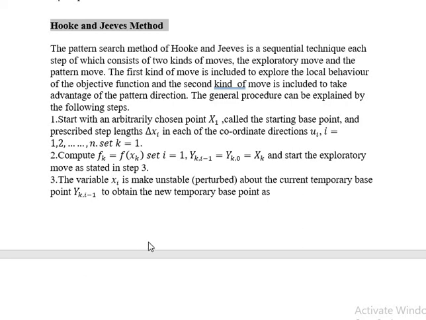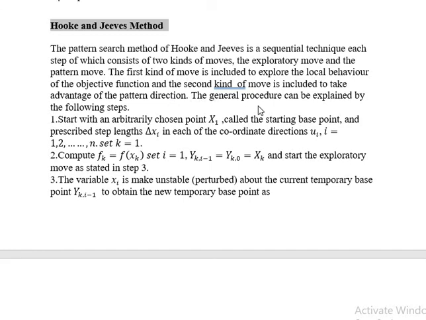Next method is Hooke and Jeeves method. The pattern search method of Hooke and Jeeves is a sequential technique, each step of which consists of two kinds of moves, the exploratory move and the pattern move. The first kind of move is included to explore the local behavior of the objective function. The second kind of move is included to take advantage of the pattern direction.